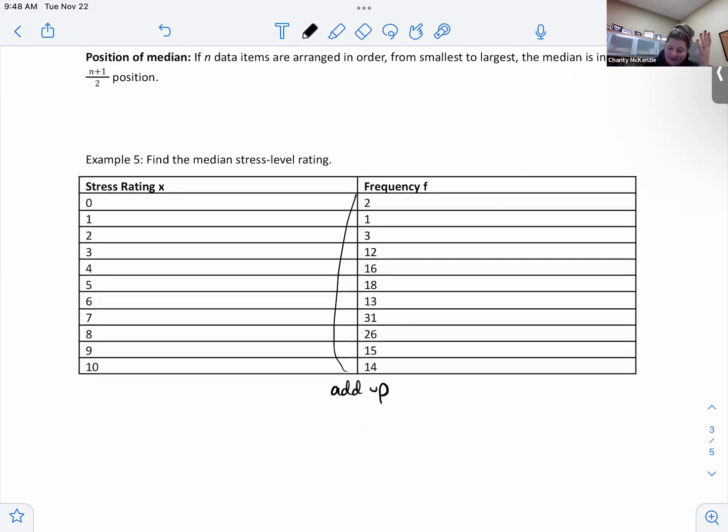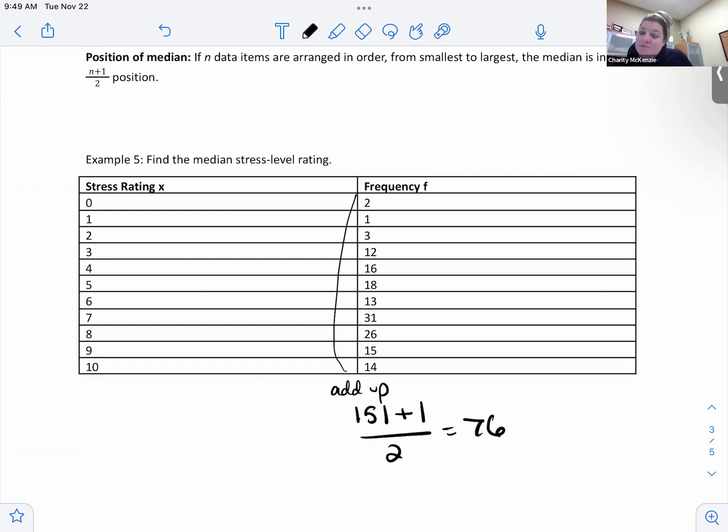Okay, so we already added these up, right? So let me double check. Usually in class, I make y'all double check with me, but you're not with me right now. 31, 15, and 14. So yeah, I got 151 again. And it tells me to add 1 and divide by 2. Okay, so 152 divided by 2 is 76. So number 76 is your exact middle one.